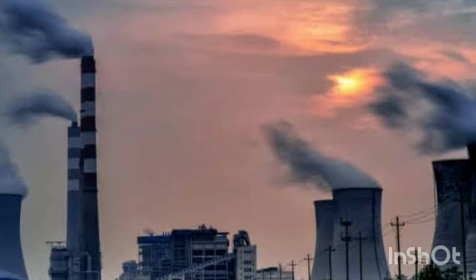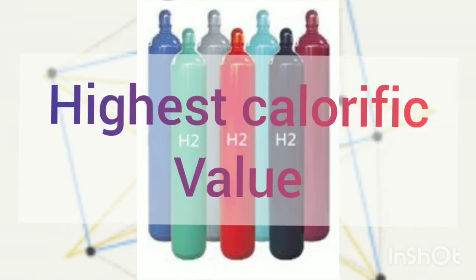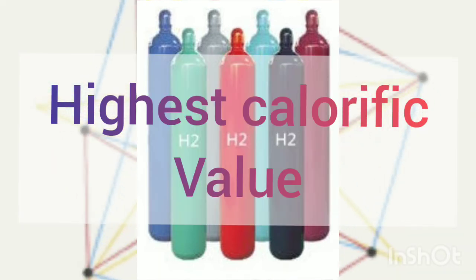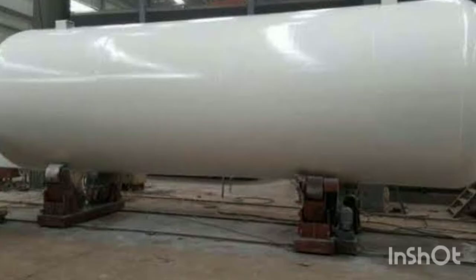Now let us see the different types of fuels we are using in our day-to-day life. First of all, hydrogen is considered the best fuel since it has the highest calorific value, but it is highly inflammable, so it is very difficult to transport, store and handle. Therefore hydrogen is not used as a domestic fuel.